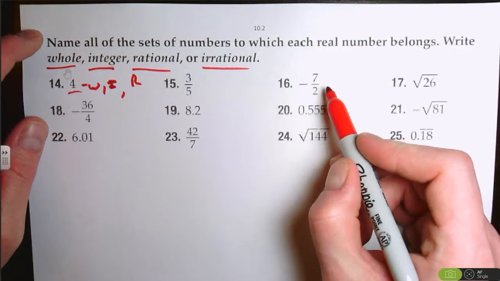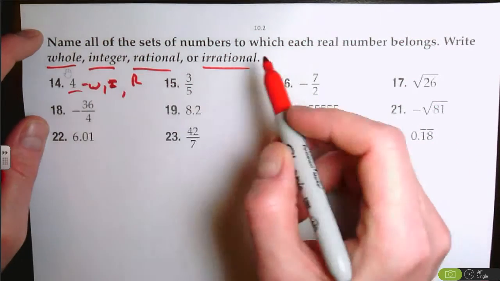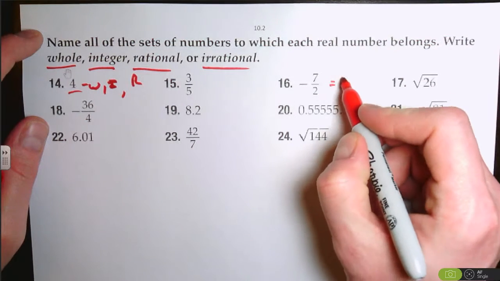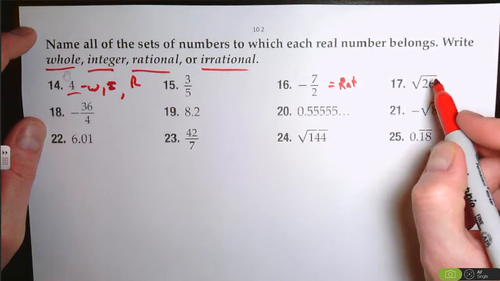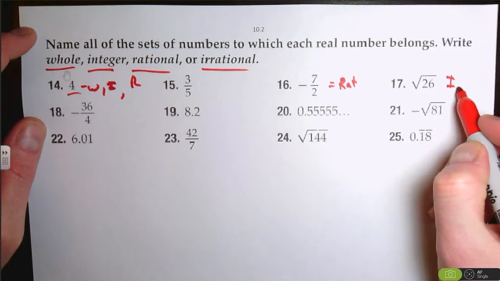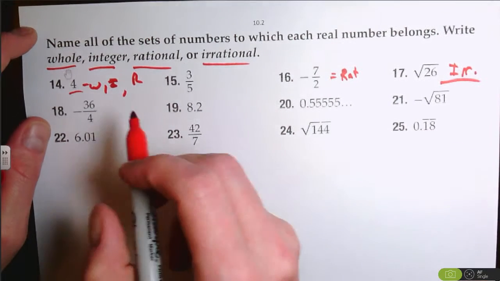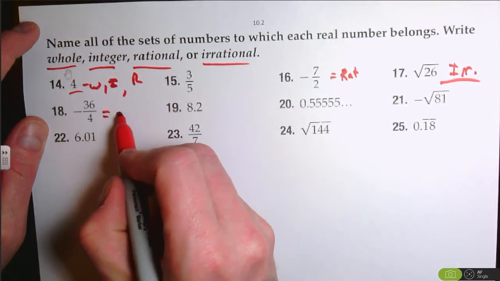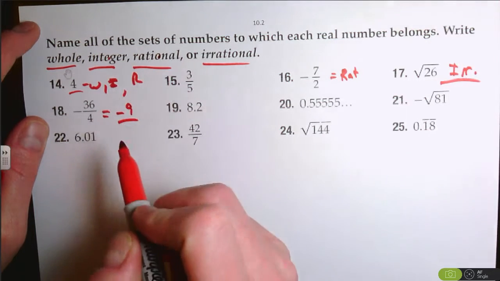If I jump ahead to like number 16, 16 is not whole or an integer because it's a fraction, and it's not a radical, so it is rational. Okay. 17 is irrational because that's a radical that can't be simplified. That's really our only way of having irrational numbers right now. Jumping ahead, 18 is tricky because it's really negative 9. Negative 9 makes it an integer and a rational number.